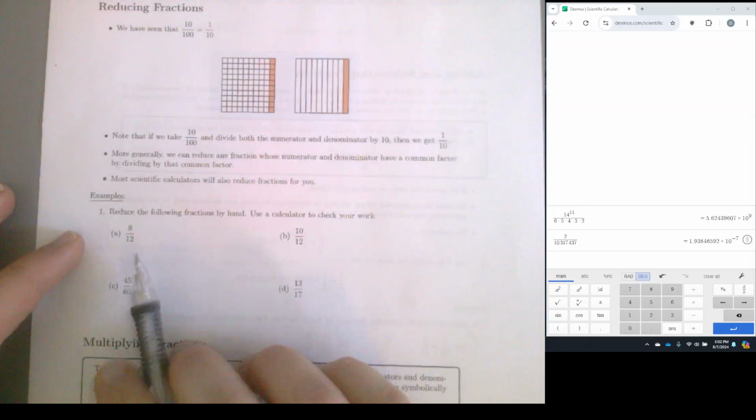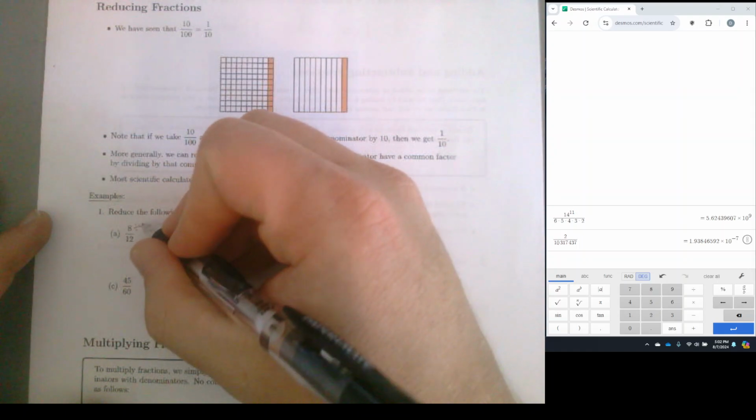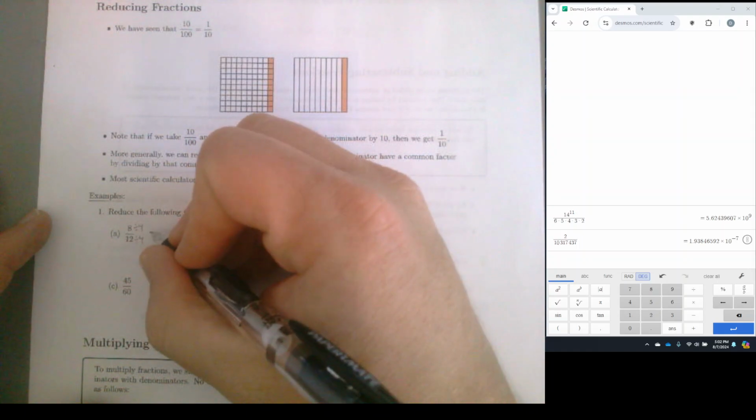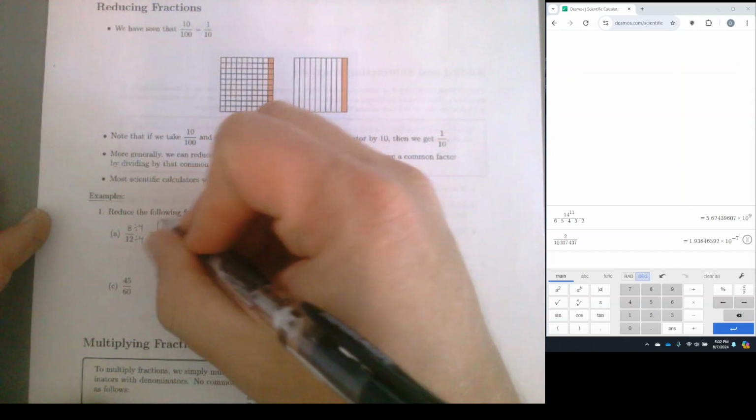So let's say that I have the fraction 8/12. If I wanted to reduce this by hand, I would think to myself, what's the largest number that multiplies into 8 and 12 without any remainder? And the answer would be 4, right? 4 goes into 8 twice, and it goes into 12 3 times. So I can divide each of those numbers by 4, and this reduces to 2/3.